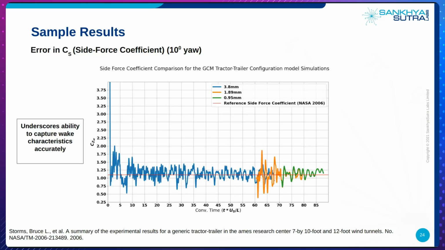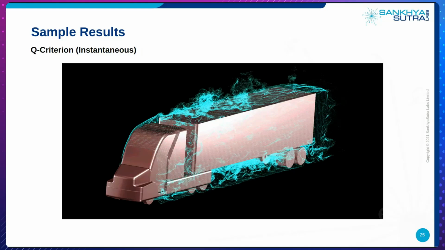Similarly, we also ran simulations for the 10-degree yaw case, which you can read about further in the reference. So this is essentially a plot of the side force coefficient with time. And as you can see, it has an excellent match as compared with the experimental result of NASA. And finally, this is just a sample result of the kind of visualizations that users can generate using SankhyaSutra Taral's post-processing GUI tool. And this particularly is an instantaneous view of the Q criterion that is generated for this particular flow.